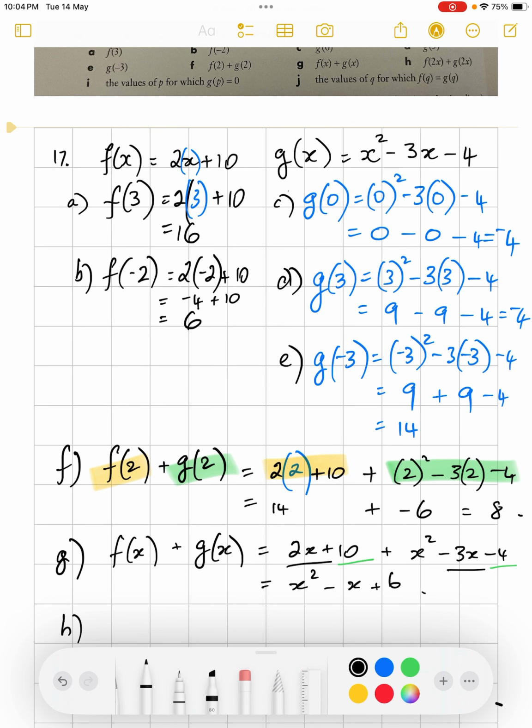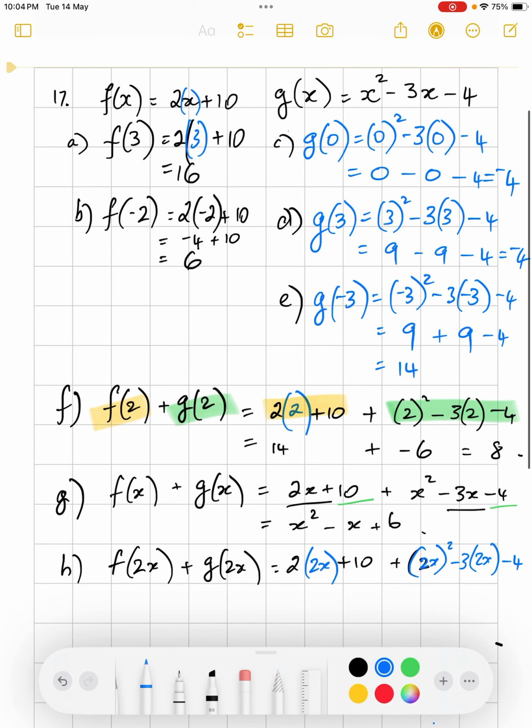H is f of 2x plus g of 2x. All right, well, we'll substitute 2x for x. So it's 2 times 2x plus 10. That's the f function. Now we put a 2x in the g function. So we go 2x squared minus 3 times 2x minus 4.